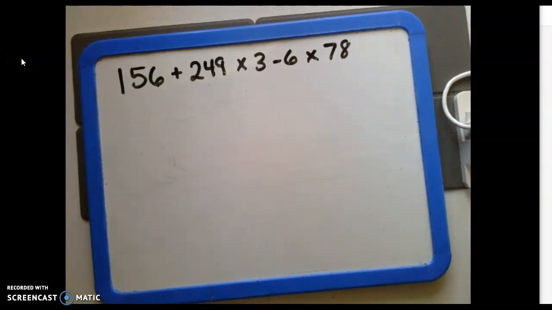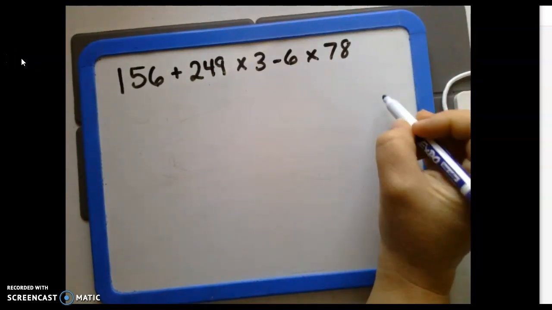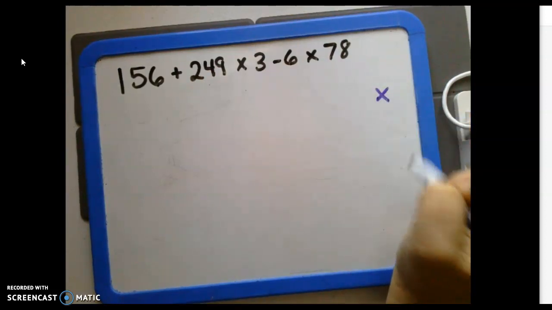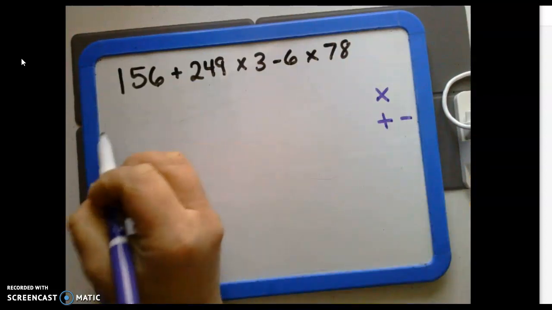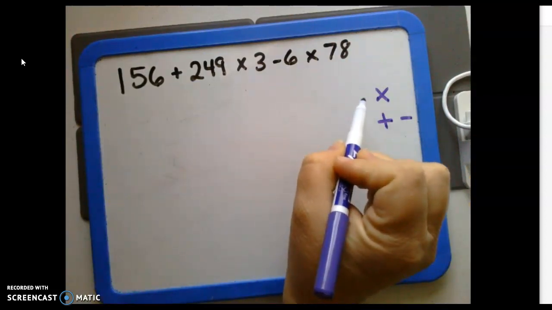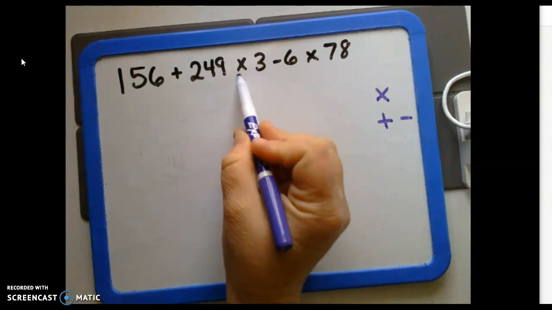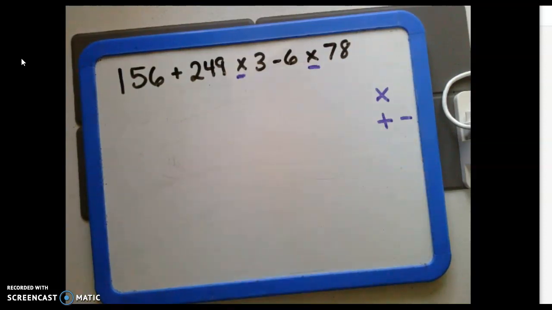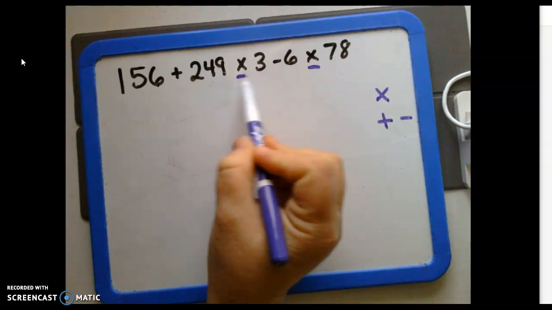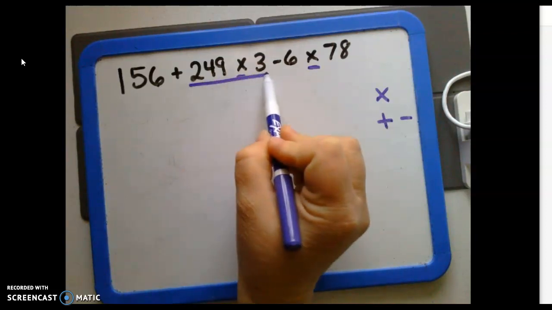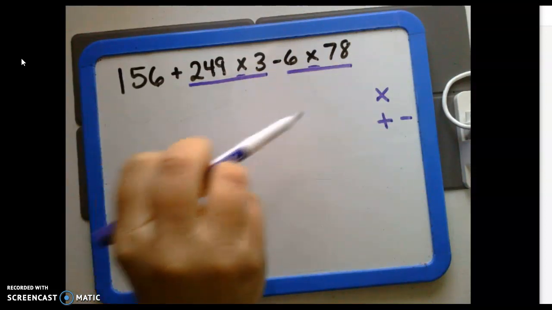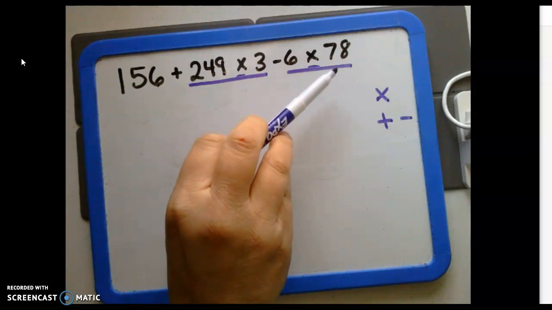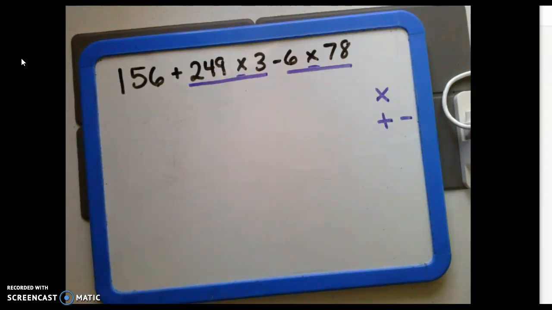Okay, here, just like we did with the first one, we want to first make sure that we are multiplying, then adding and subtracting depending on which is left to right. So here I'm going to start with my multiplication. I see two multiplication symbols. I'm going to look to see what is on either side of that, and those are the numbers that I will be multiplying together. 249 times 3 and 6 times 78. So let's do that together.